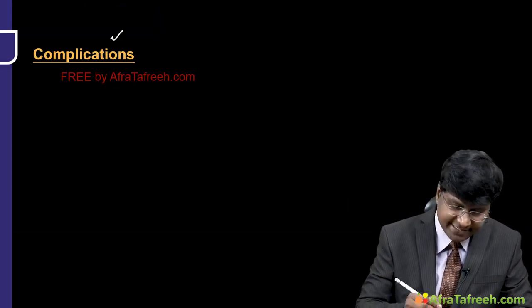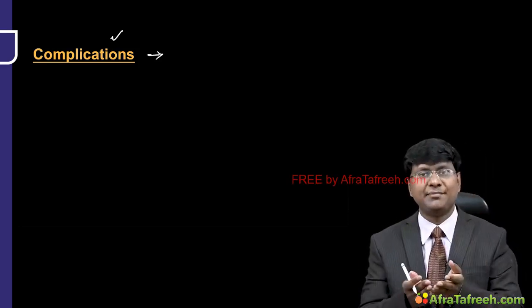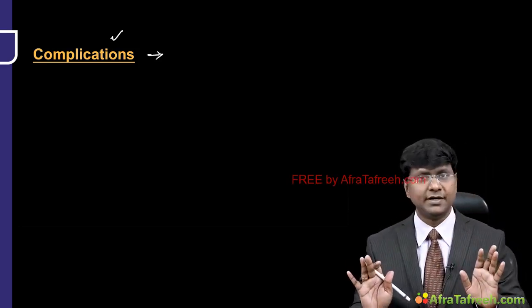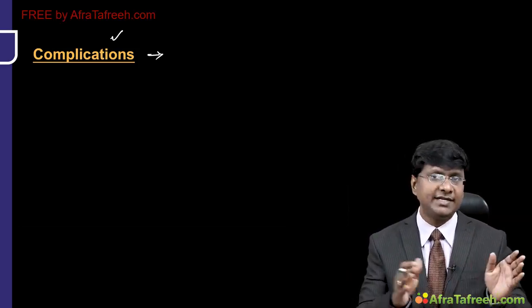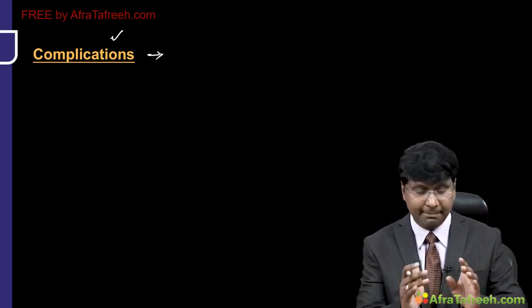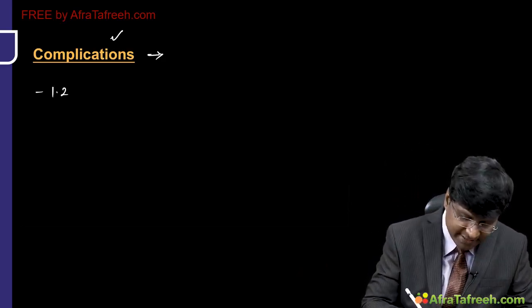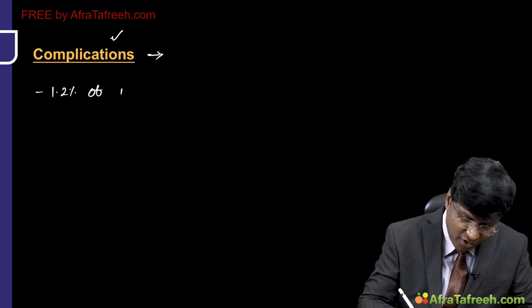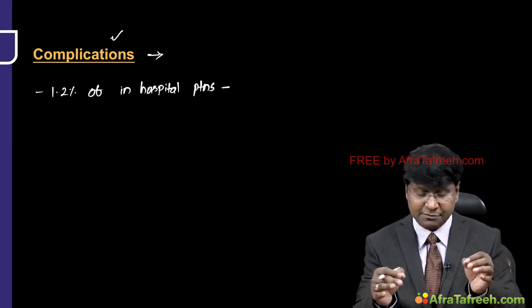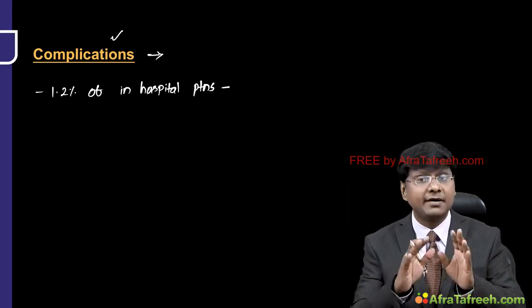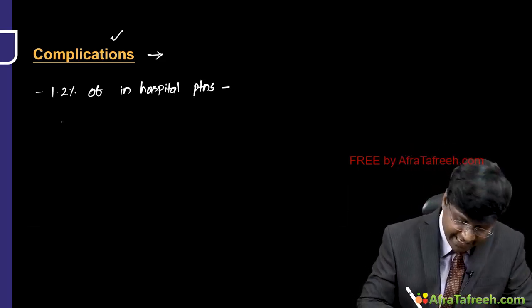Then what exactly are the complications? See, overall in Takotsubo cardiomyopathy, the prognosis is good, right? That means within 21 days, the transient hypokinesia or akinesia will revert back to normal. But in 1.2% of in-hospital patients, they develop rare complications. What will those rare complications be?